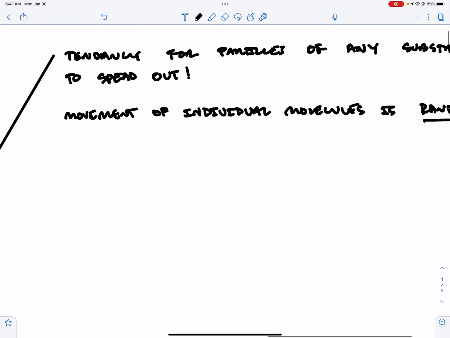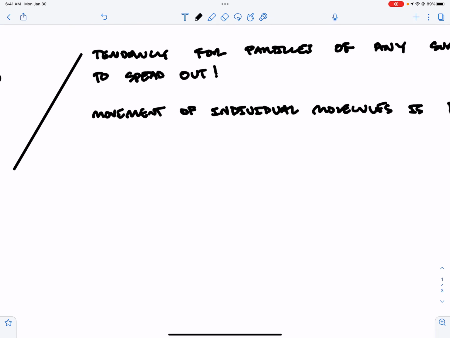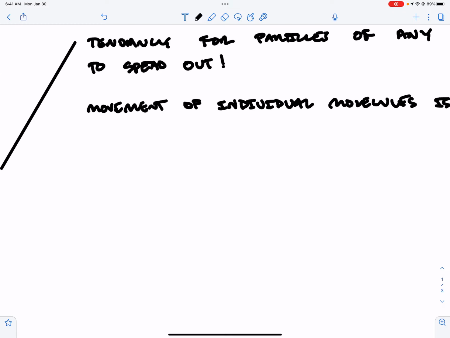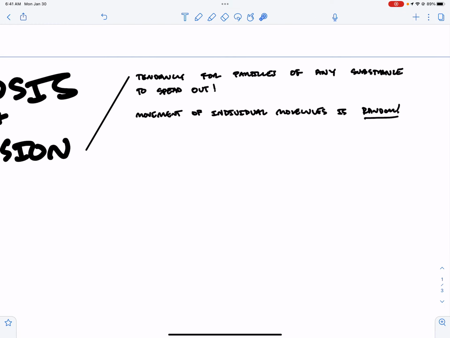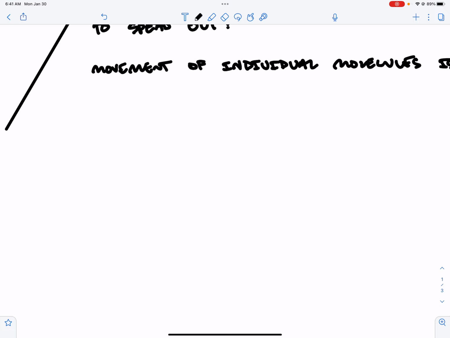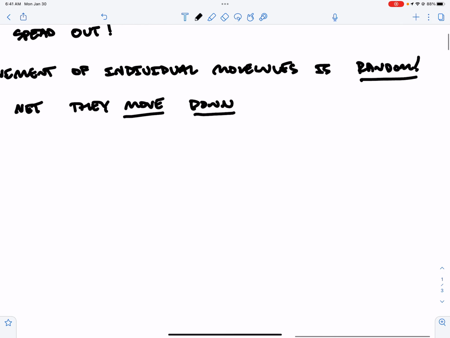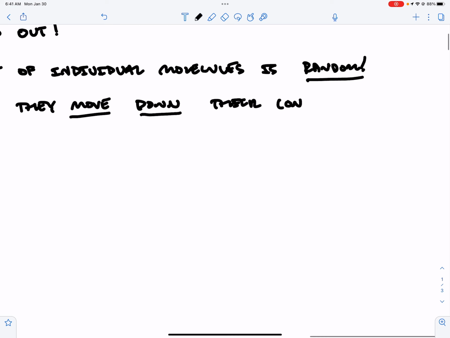This is important. But on net, they move down their concentration gradients. So even though every single particle is moving randomly, when you sum up all of those random movements, it causes the particles to spread out. So on net, the particles move down their concentration gradient.